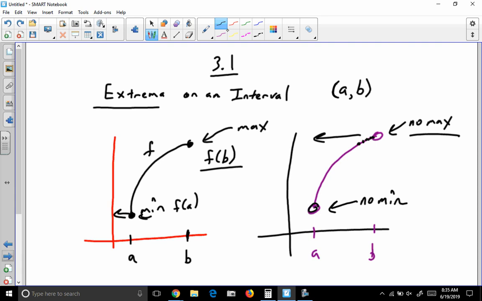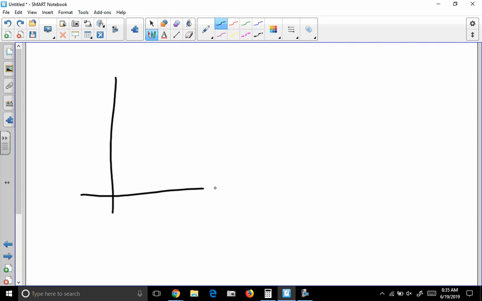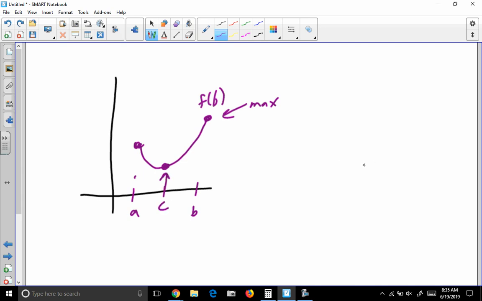Now, of course, sometimes our maximums and minimums may occur inside our interval. If we have a curve that does something like this, the maximum value on our interval is at B, but the minimum value of our interval is somewhere in between. Let's call that C. So our minimum is f of C.